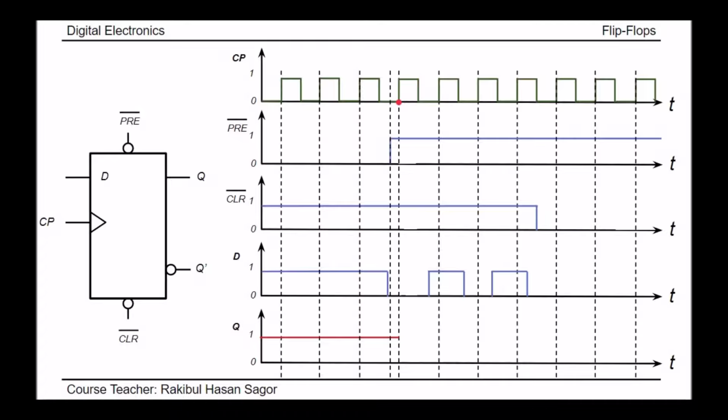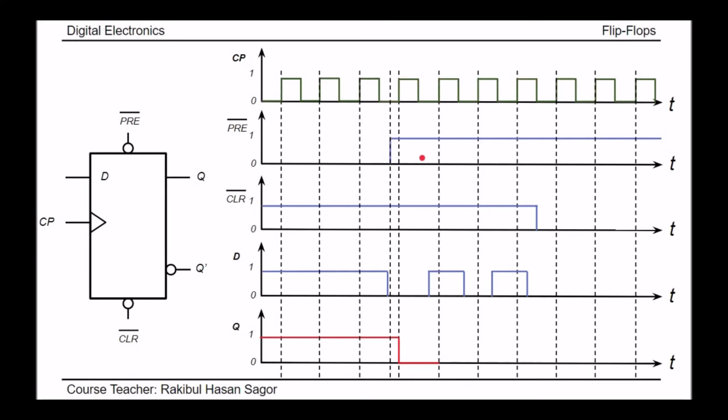Now, when this clock pulse triggers, at this triggering moment, preset is 1, so preset is not activated. Clear is 1, clear is not activated. D is 0, so the output will be 0 because this D input will be propagated to the Q output side. Next, from here to here, within this period of time, it will follow the previous output, as during this period we have clear equal to 1, preset equal to 1.